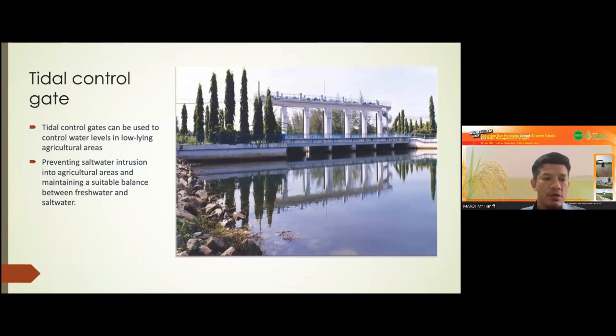Okay. This is a tidal control gate. A tidal control gate can be used to control water level in low-lying agriculture areas. Okay, this infrastructure was developed in the nearest river, which is more at risk of seawater overflow to the low-lying agriculture areas. It can prevent saltwater from entering the agriculture areas, and it can balance between the fresh water and salt water.